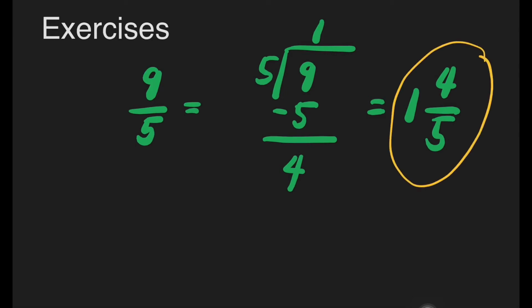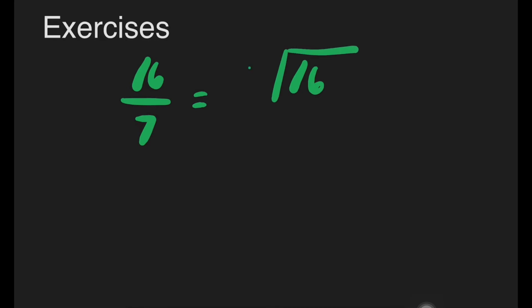That's fast and easy. Let us have another one. What if our given is 16/7? Okay, let's just divide. That will become 16 divided by 7.